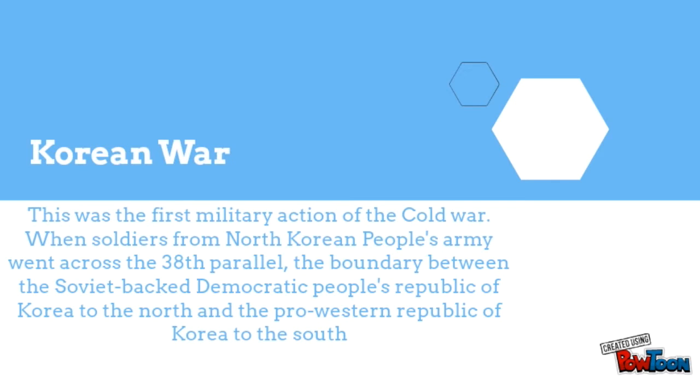Another war was the Korean War. This was the first military action of the Cold War. When soldiers from North Korea's People's Army ran across the 30th parallel, the boundary between the Soviet-backed Democratic People's Republic of Korea to the north and the pro-Western Republic of Korea to the south was broken.